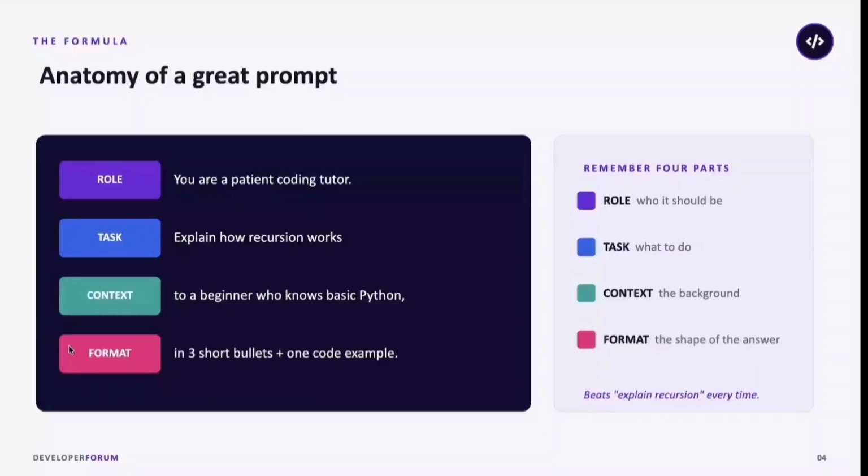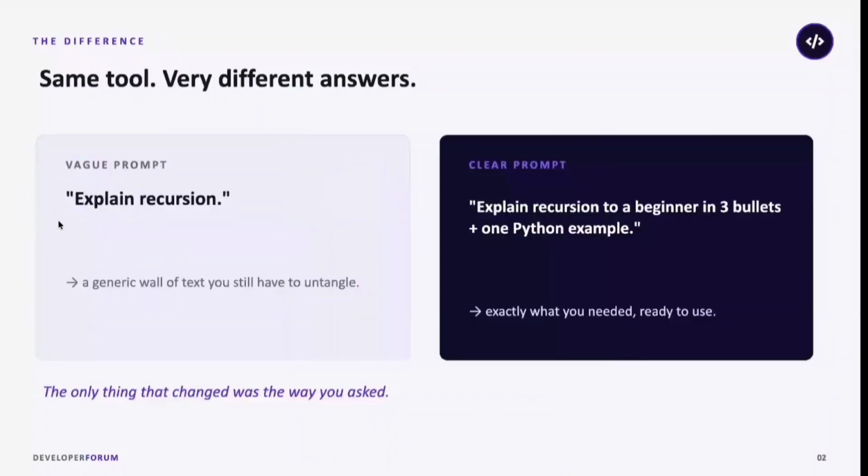And the next is format, in which you describe the shape of the answer you want. For example, you can tell the model to generate the answer in 3 short bullet points with one simple coding example and no jargon. Put these four together and you get something like: you are a patient coding tutor, explain how recursion works to a beginner who knows basic Python, in 3 short bullet points with one simple code example. Now this single prompt can outperform a one-liner which says explain recursion every single time.